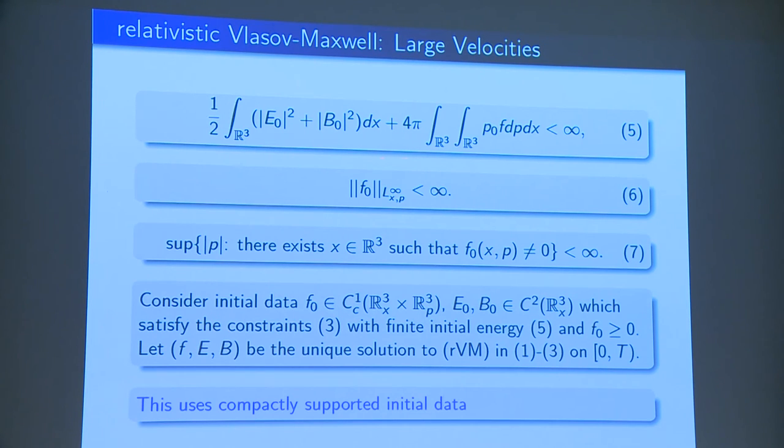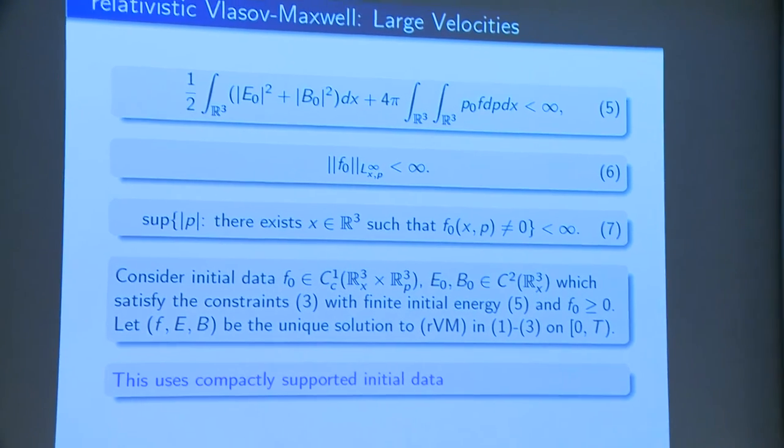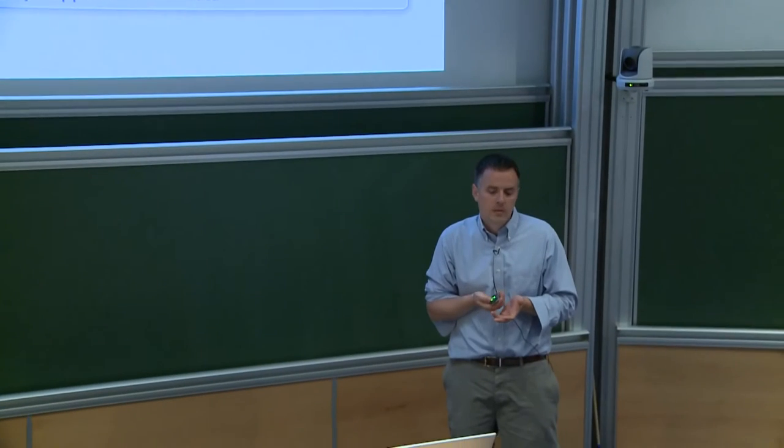But so this is relativistic Vlasov-Maxwell for large velocities. This is the precursor slide to Glassey-Strauss's 1986 continuation criteria. So you assume that the energy is finite initially. You assume the L infinity norm is finite initially. And you assume compact support. So the sup in p such that there exists x, such that the initial data is non-zero, is finite. That says that the support of the distribution function f is finite. And so you have C1 with compact support initial data, and you have C2 fields, and the fields satisfy the constraints. And then you have a unique solution to relativistic Vlasov-Maxwell on a time interval.